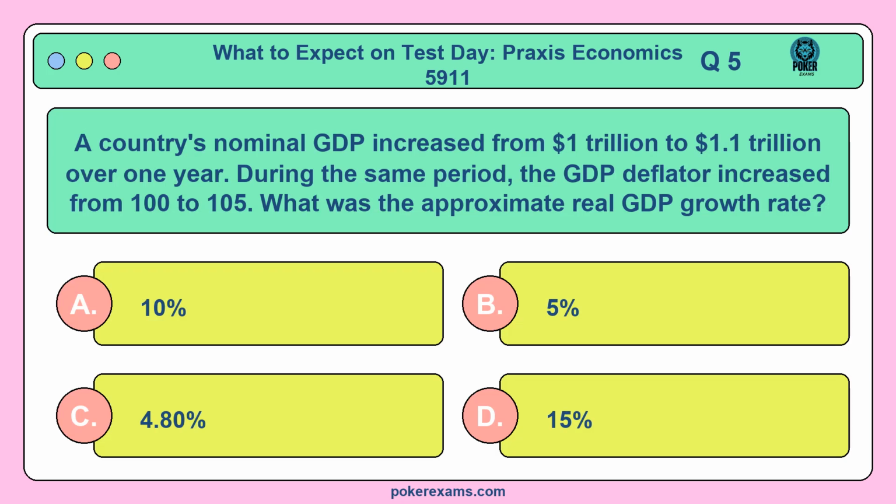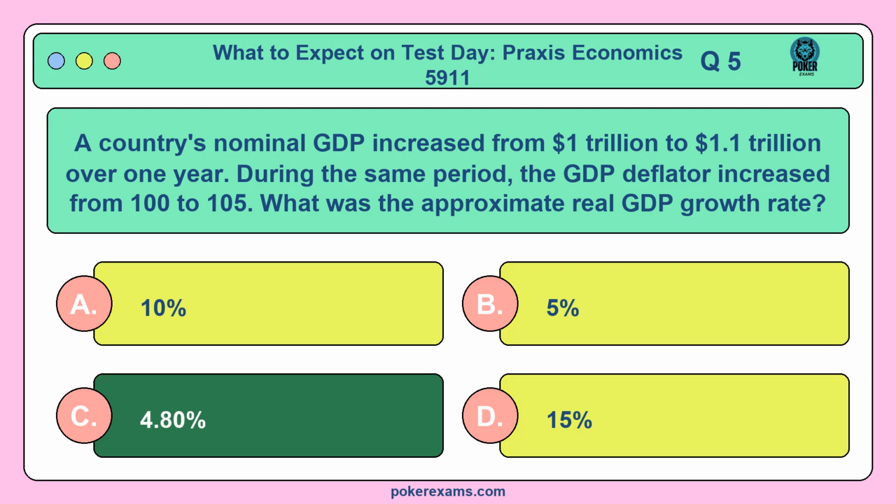Question 5. A country's nominal GDP increased from $1 trillion to $1.1 trillion over 1 year. During the same period, the GDP deflator increased from 100 to 105. What was the approximate real GDP growth rate? Is it option A, 10%, B, 5%, C, 4.8%, or D, 15%?